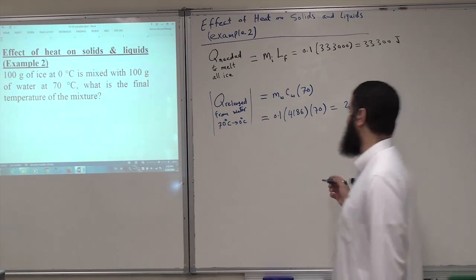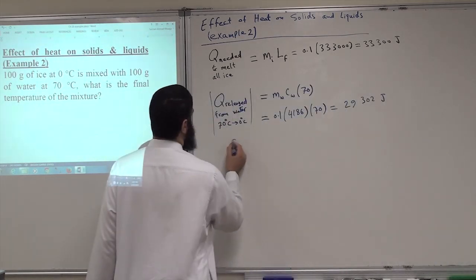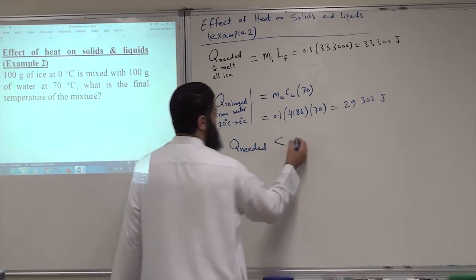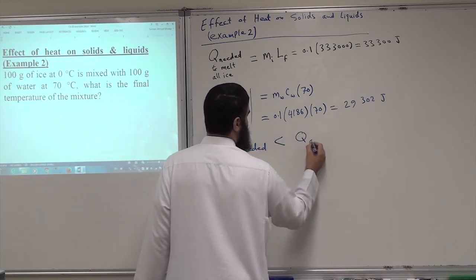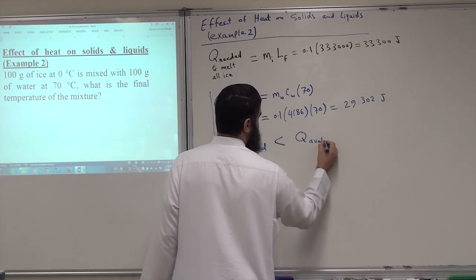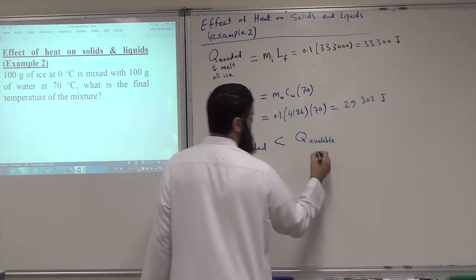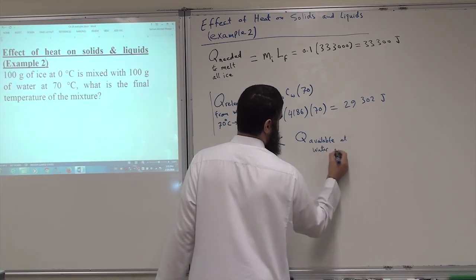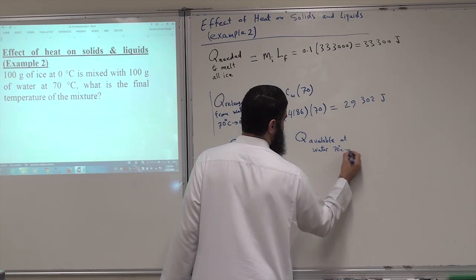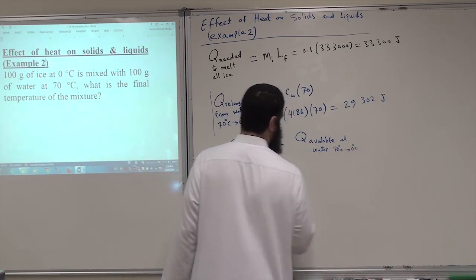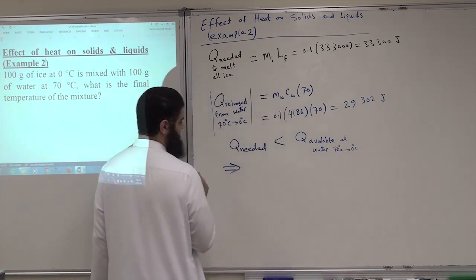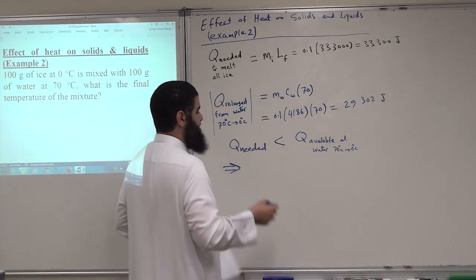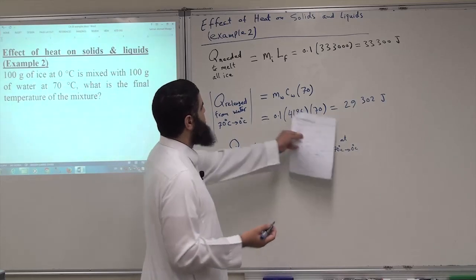What can we conclude from this? Q needed is less than the amount of heat available or released from the water as its temperature decreases from 70 degrees C down to 0 degrees C. So what will be the conclusion? The conclusion is that not all of the ice will melt because we don't have enough heat to melt all the ice.